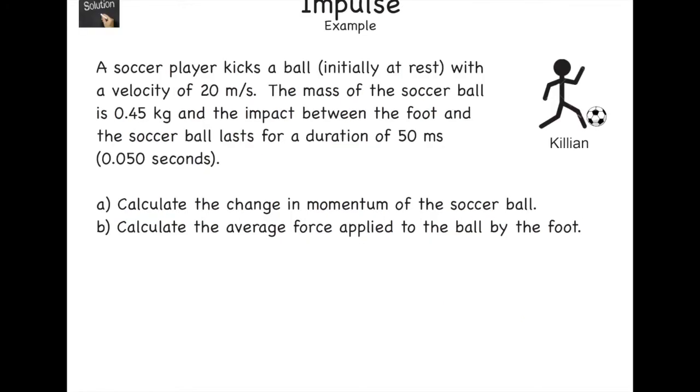The example that we would like to tackle is a soccer player kicking a ball, initially at rest, with a velocity of 20 meters per second. So the ball is going to fly at 20 meters per second after it's been kicked. The mass of the soccer ball is 0.45 kilograms, a regulation soccer ball, and the impact between the foot and the soccer ball lasts for a duration of 50 milliseconds, or about 0.05 seconds. So let's calculate A, the change in the momentum of the soccer ball, and B, the average force applied to the ball by the foot.